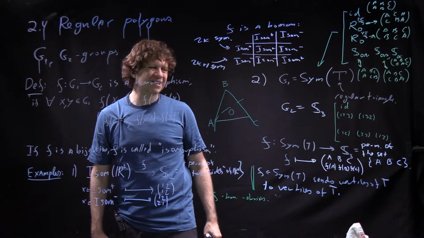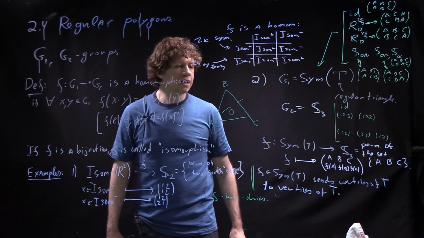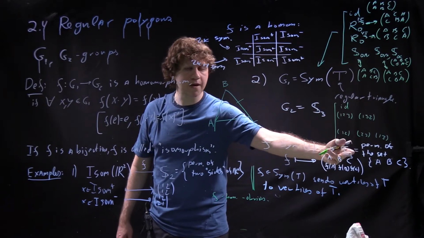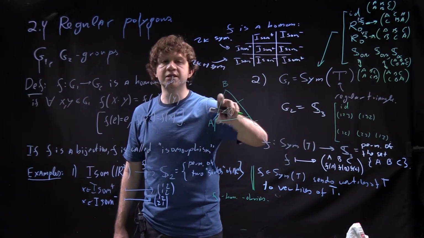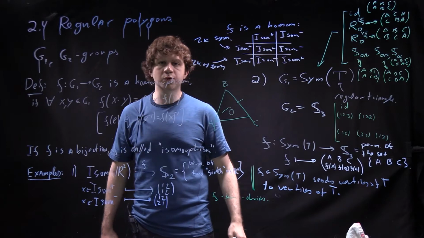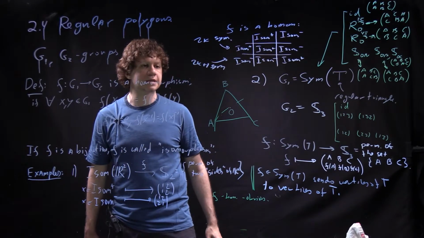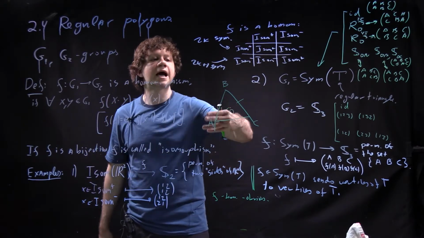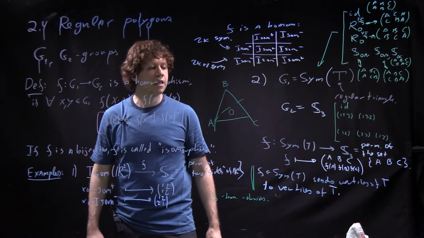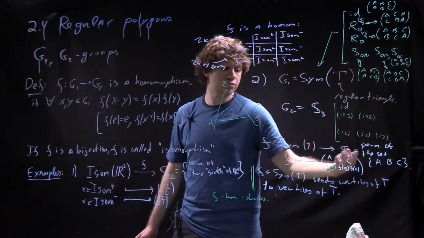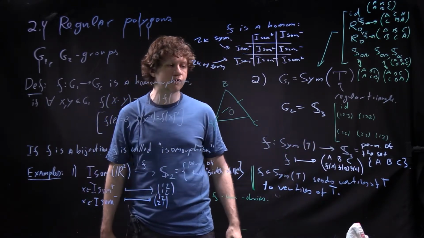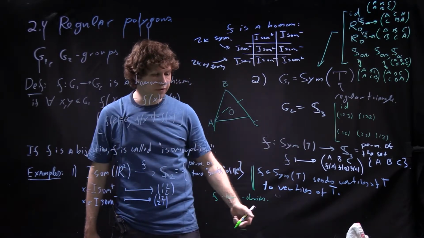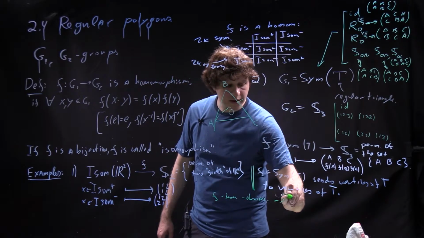And actually, the simplest way to see it is that if 2 elements in F go to the same element here, it means they will send A, B, C to the same points. But we know that an isometry is uniquely defined by its action on 3 distinct points, not on the same line. And so this has to be an injection, but the sets are finite with the same number of elements, so it's a bijection. So this is an example of an isomorphism. So F is an isomorphism.